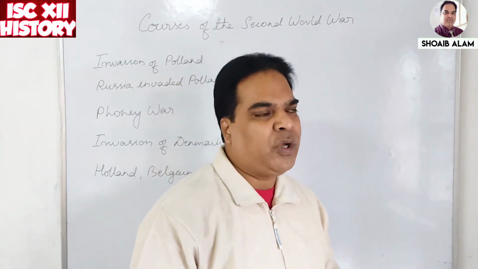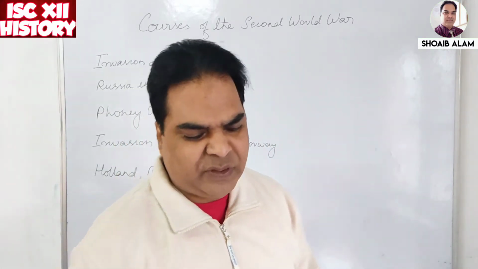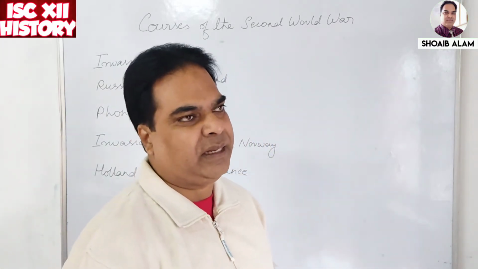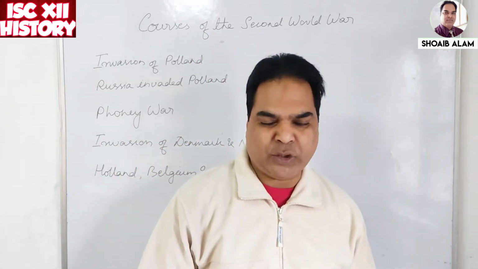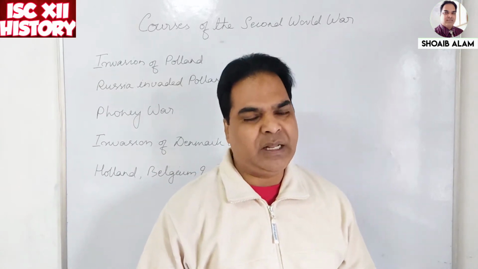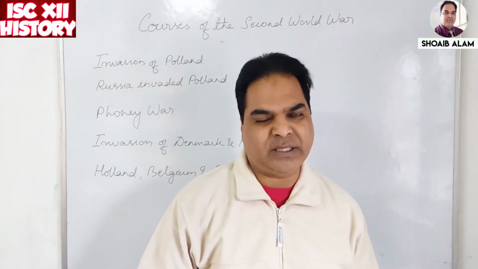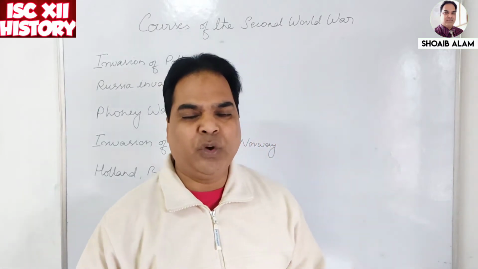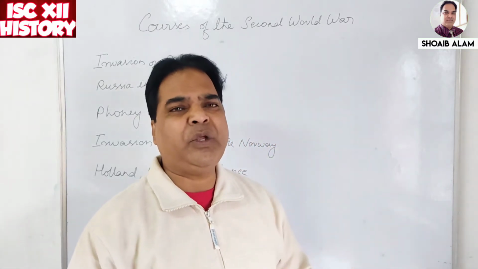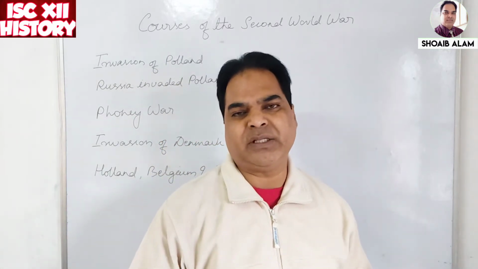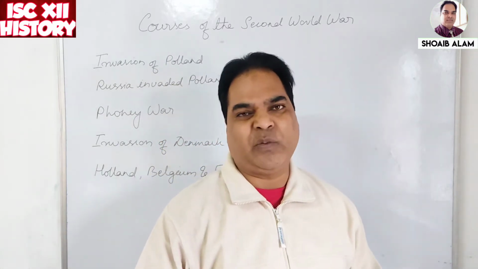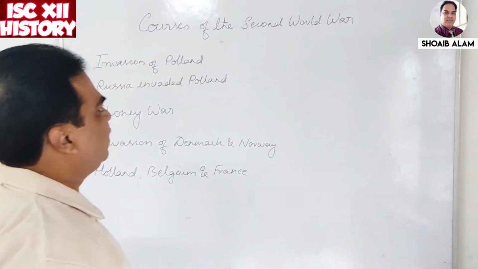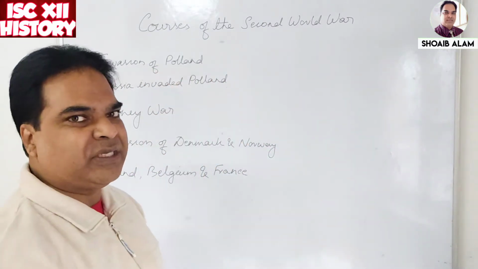So in the previous videos we discussed that in 1939 Germany annexed Czechoslovakia and then Poland, and with the invasion of Poland the Second World War started. So how did this World War II continue and what all happened during the course of the Second World War, we are going to discuss one by one. I have written down here some of the topics that we are going to discuss.